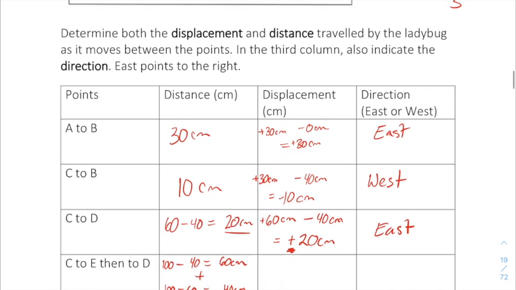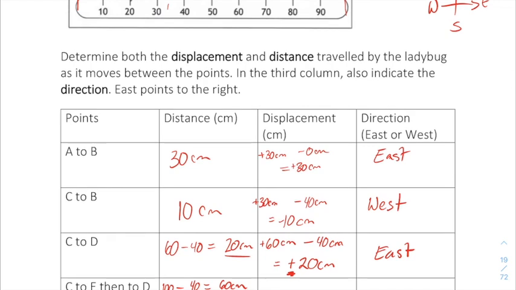And for my displacement, I can think about the final position, which is at D, right? So the final position is D, 60 centimeters. That's my end, right? And I'm going to take away my beginning, which was 40. And that's start. And so that gives me a total of positive 20 centimeters. And so that is still an easterly movement.